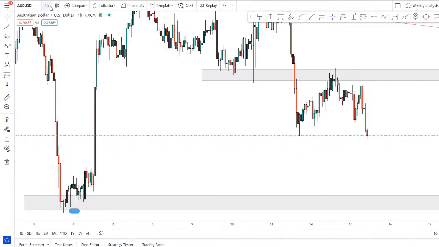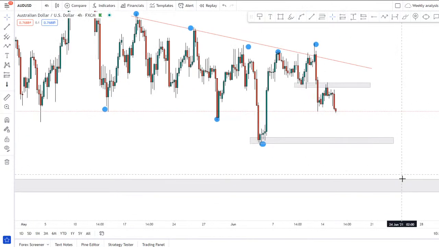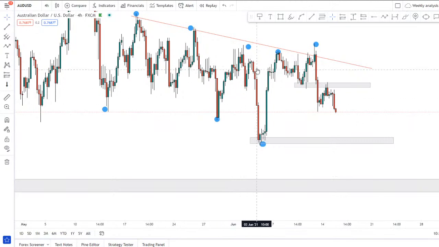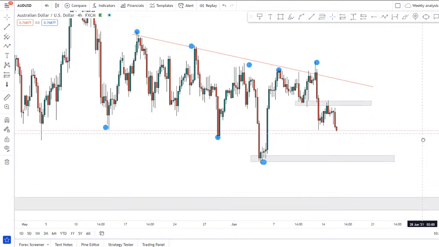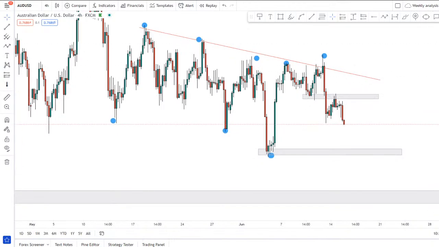But the bias for AUD USD is to the downside. And I'm expecting the market to be at that 0.76, potentially, depending how bearish we are. If we get some momentum like we saw here, potentially by the end of the week, 0.76 is where I'm seeing AUD USD go to.